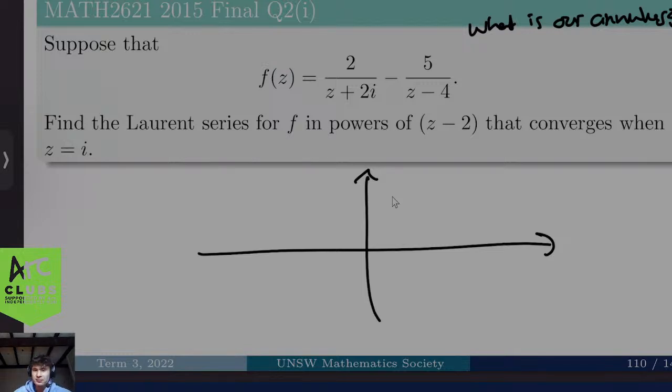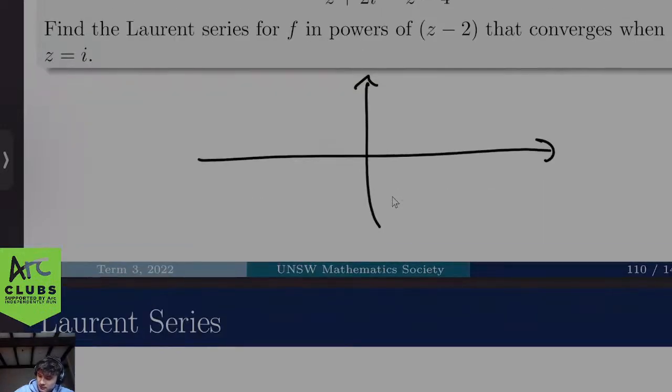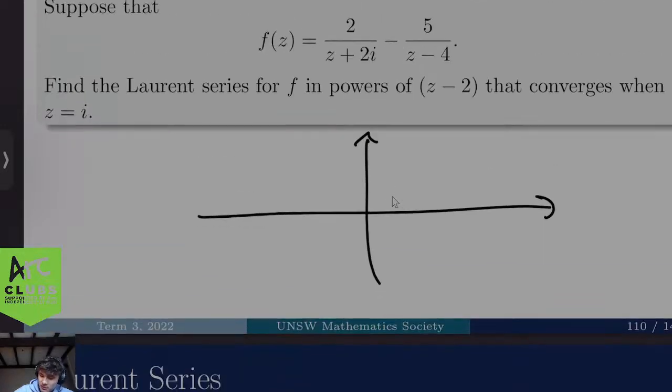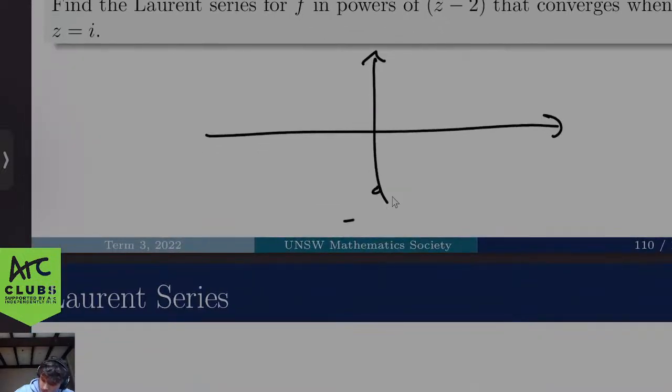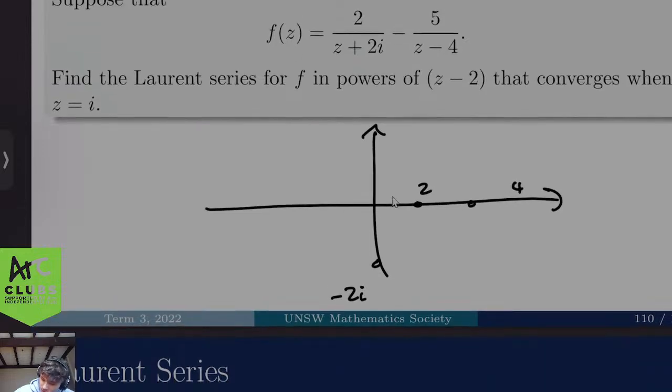Now, where are the singularities? Well, we can just read this off. Immediately, one singularity is at the point negative 2i. We also have a singularity at 4. And our function is well defined at 2. And we also want to find it so that it converges at the point i. Okay, that was a lot.